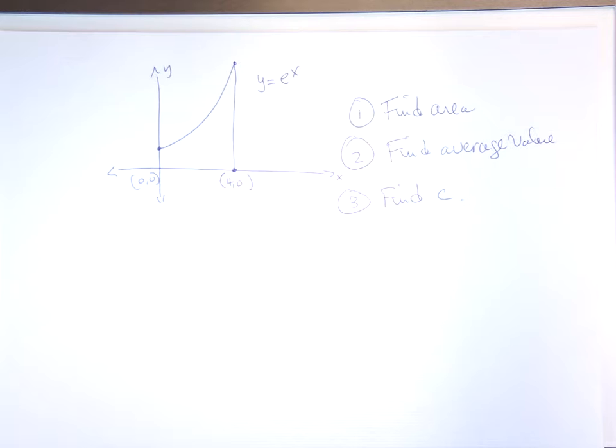Oh, look at this. This is e to the 4 minus e to the 0, which is 1. That's the area. This is the average value. The last thing is to find the c. So f of c, which is going to be e to the c, has to equal this. This is kind of weird what it's going to come out to be.